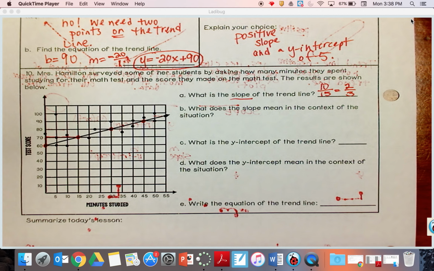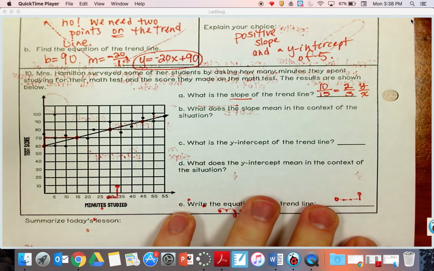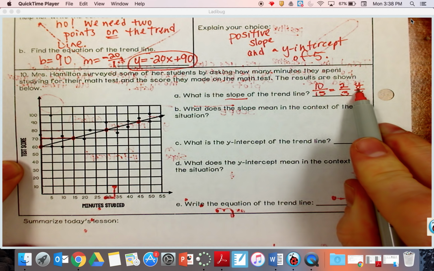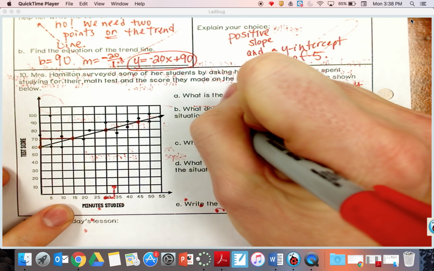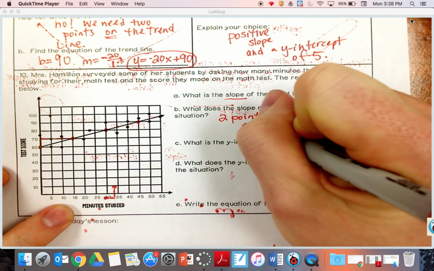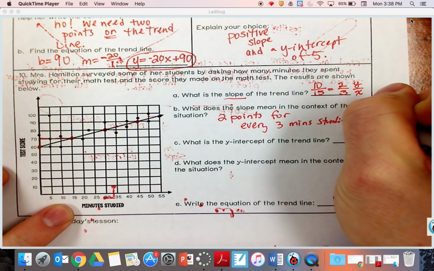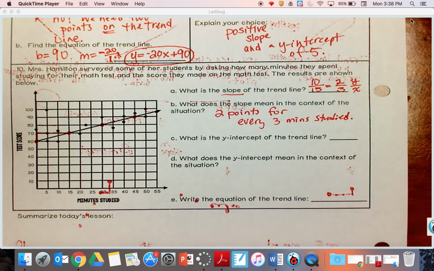Okay? But what does that 2/3 mean? Remember, the 2/3 is my y value and then my x. Well, what is my y value? Test score. What is the x value? Minutes. So what is it saying? It's saying 2 points for every 3 minutes studied. So that's what my slope is telling me in this case. So I've gained 2 points for every 3 minutes that I studied.